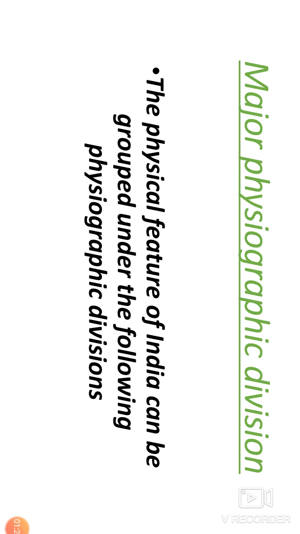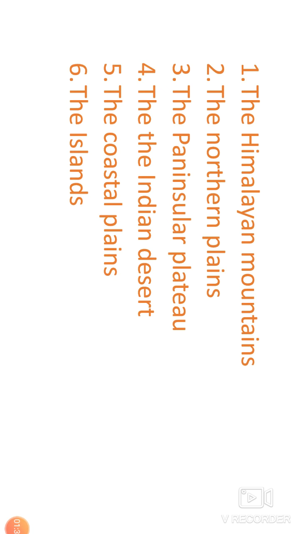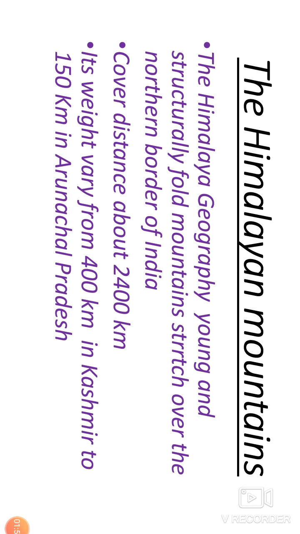Now see, major physiographic divisions. The physical features of India can be grouped under the following physiographic divisions. There are six. First, the Himalayan mountains. Second, the northern plains. Third, the peninsular plateau. Fourth, the Indian desert. Fifth, the coastal plains. And sixth, the islands. So first, if we talk about the Himalayan mountains, we can say the Himalaya.